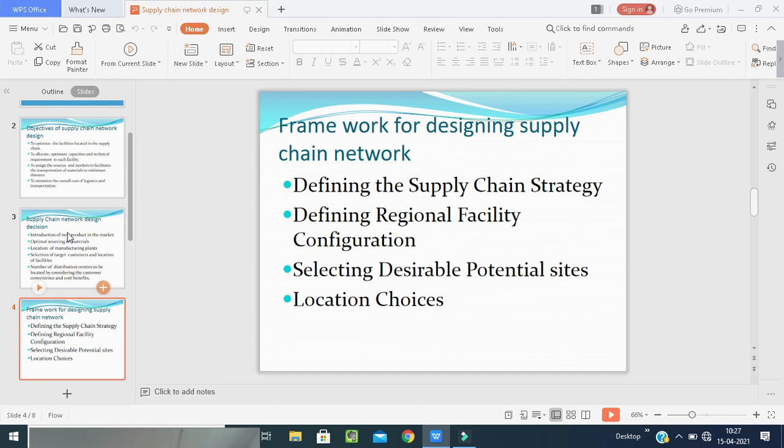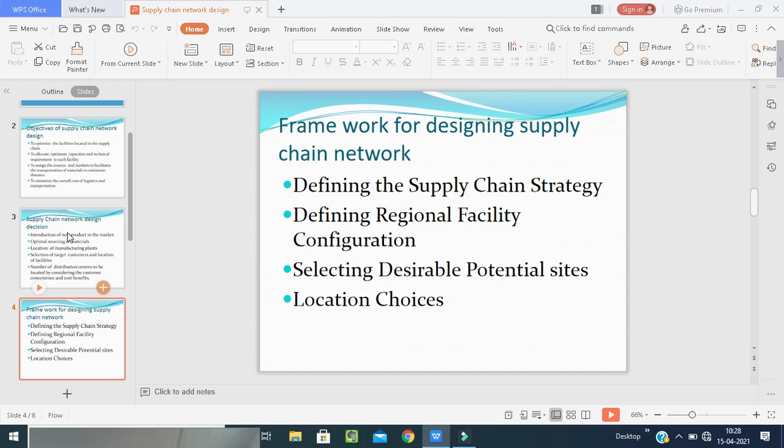Apart from that, the supply chain strategy aims at meeting the needs and expectations of customers. What is the main purpose of the strategy? It is going to fulfill the needs, wants or expectations of the customers, matching the needs and expectations of the customers. It outlines the capabilities which a supply chain network must possess for supporting the company's strategy. All these things come under the supply chain strategy.